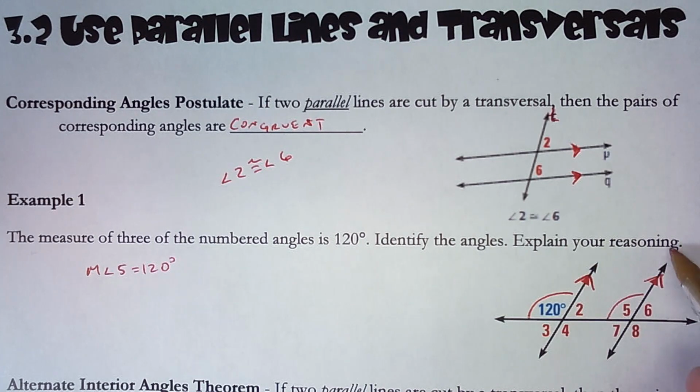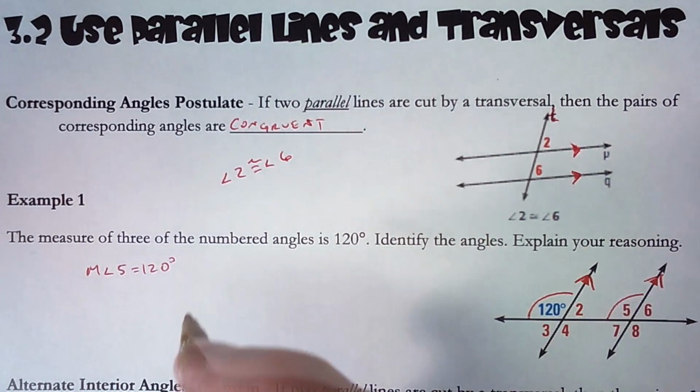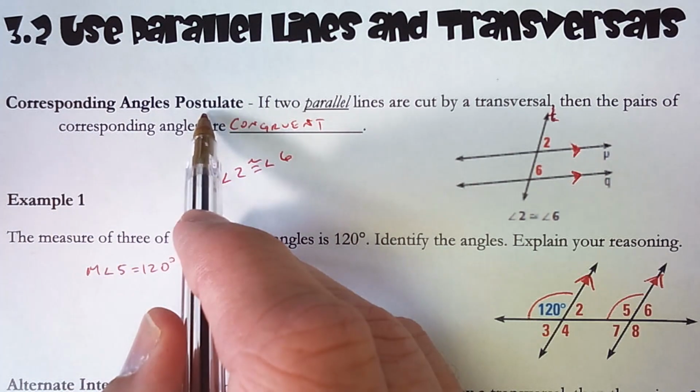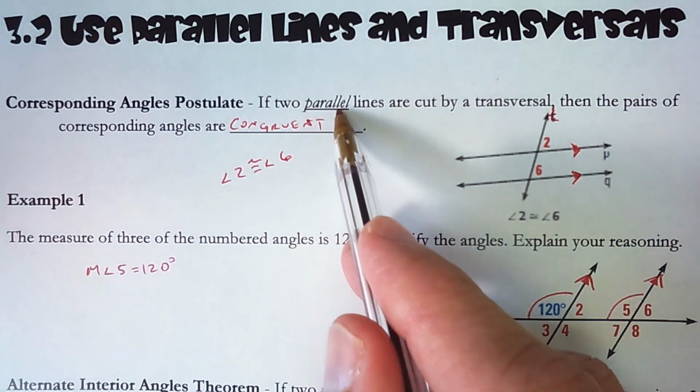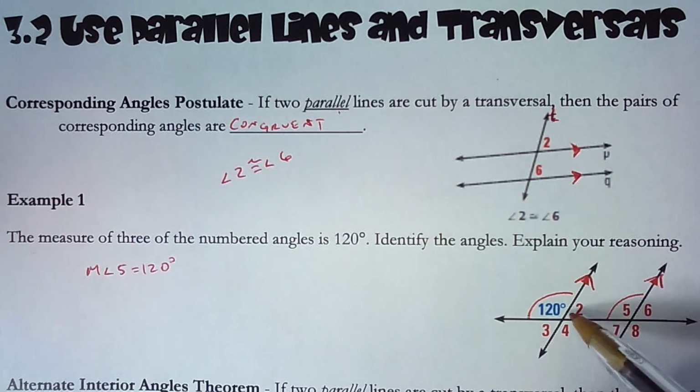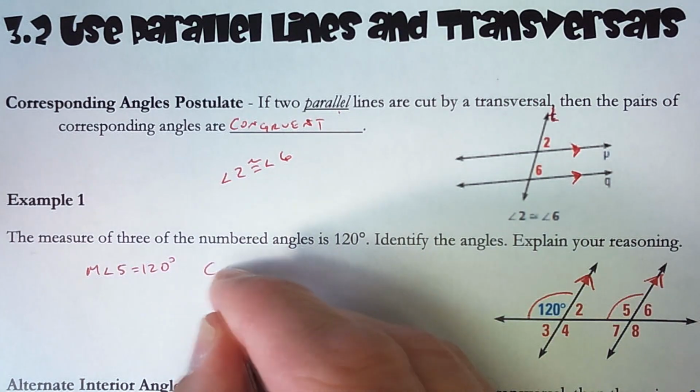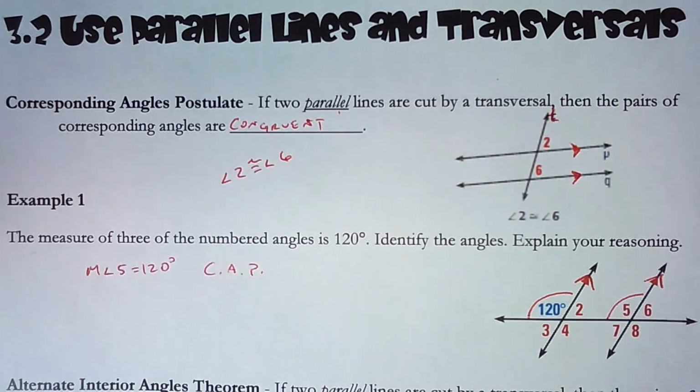Explain the reasoning for that. Here's my reason. It's that these are corresponding angles on parallel lines. So the corresponding angles postulate tells me that they are congruent. We've got parallel lines and corresponding angles. So according to the corresponding angles postulate, these are congruent angles.